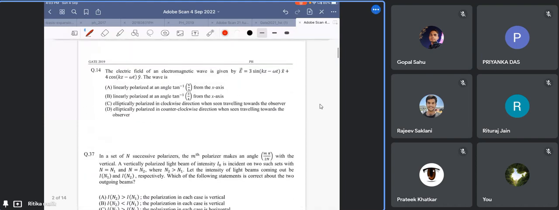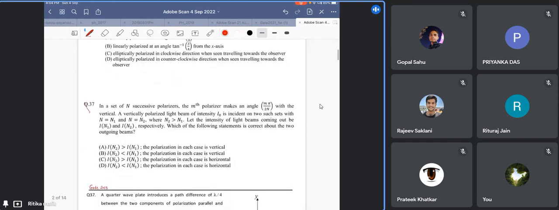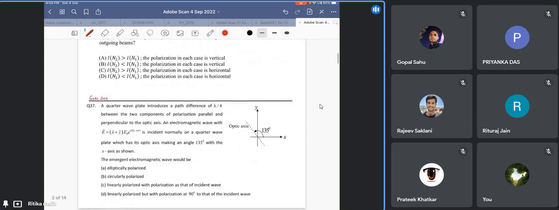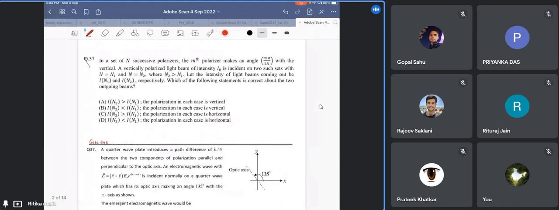In the first question, we have to find the direction of the electric field wave that is coming. For example, the electric field of an electromagnetic wave is given to us, and we find the resultant wave after the combination of these fields. Similarly, in the second question, we are given a combination of polarizations and we have to find the resultant intensity after this combination. And in the third question, the electric field passes through a quarter wave plate. There is this element, we will learn about this. And what will be the light after passing through this quarter wave plate? So these are the types of questions that we are going to face in the GATE exam.